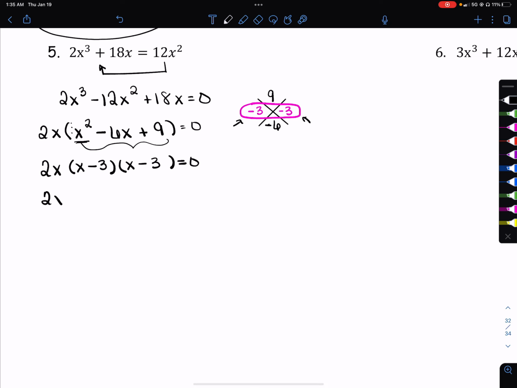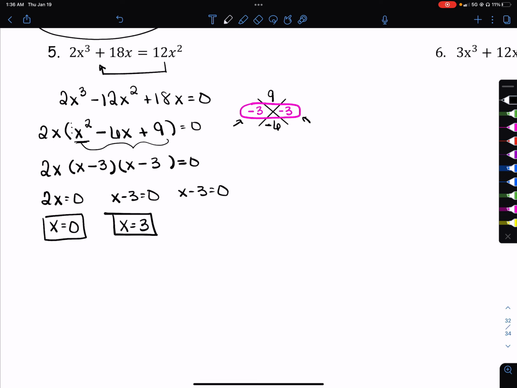Then I have 2x is equal to 0. X minus 3 is equal to 0. And x minus 3 is equal to 0. So here, divide both sides by 2. 0 divided by 2 is 0. There's my first solution. X minus 3 equals 0, so that gives me x equals 3. There's my second solution. Then here I have x minus 3 equals 0, gives me x equals 3.